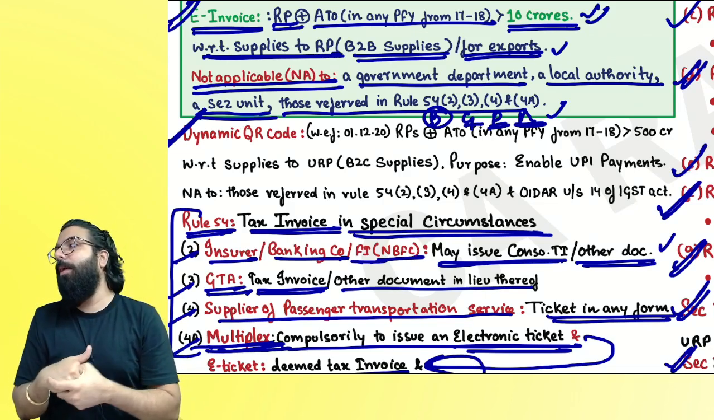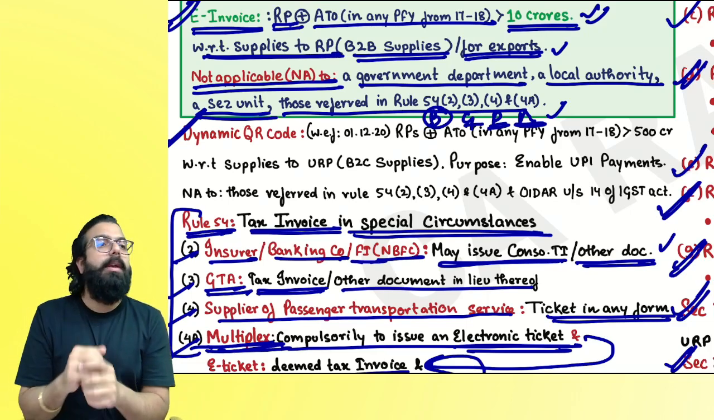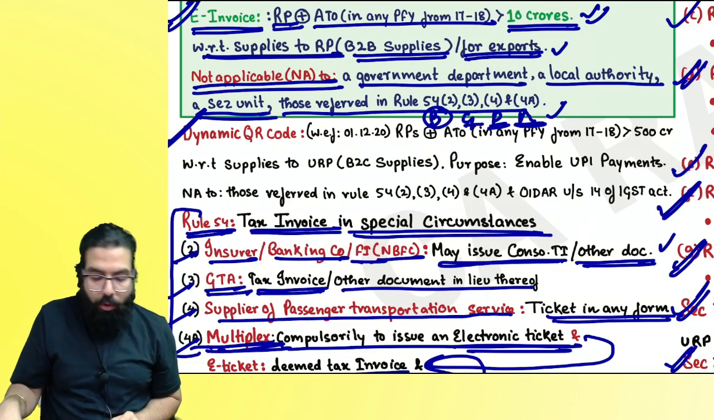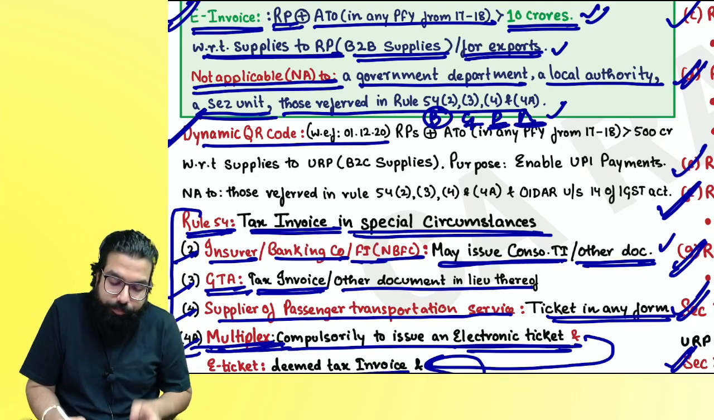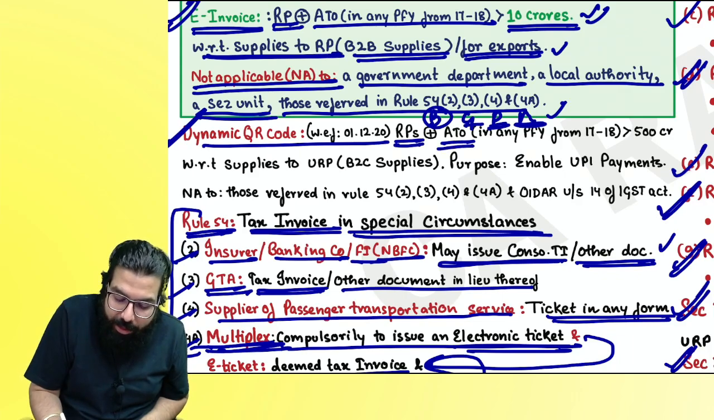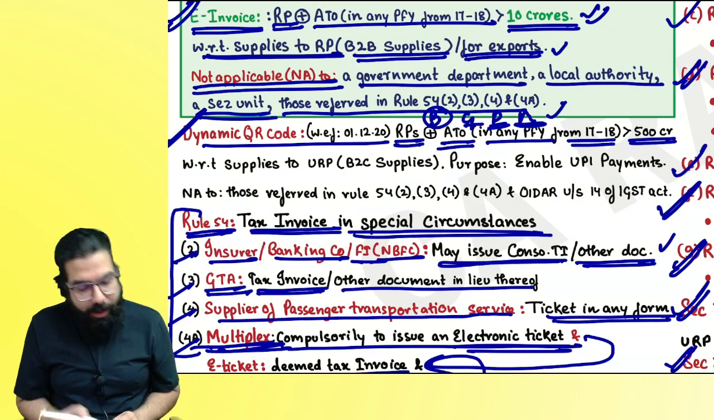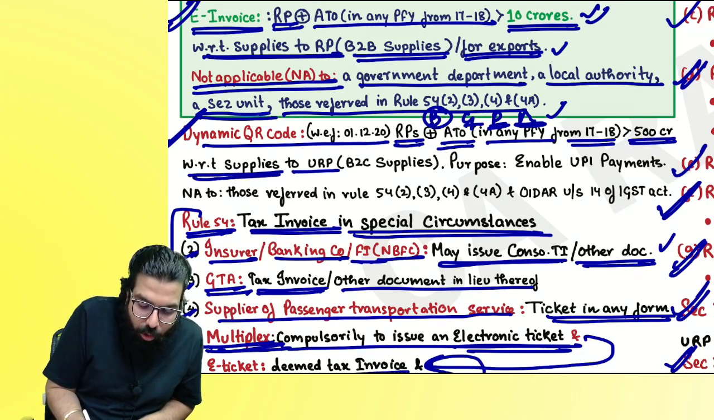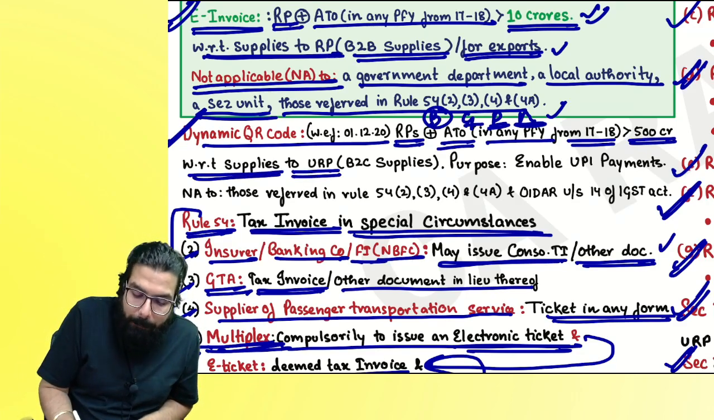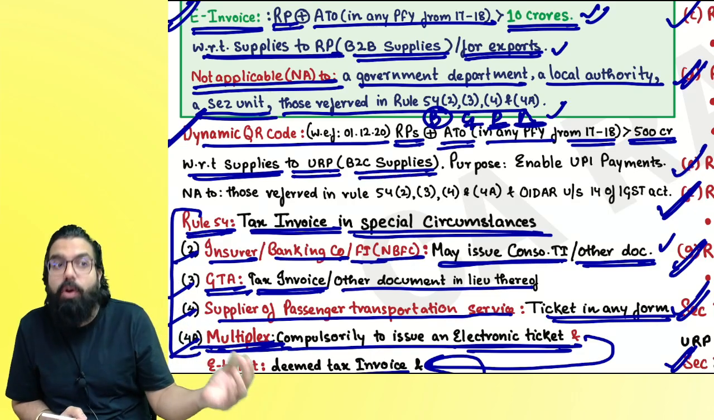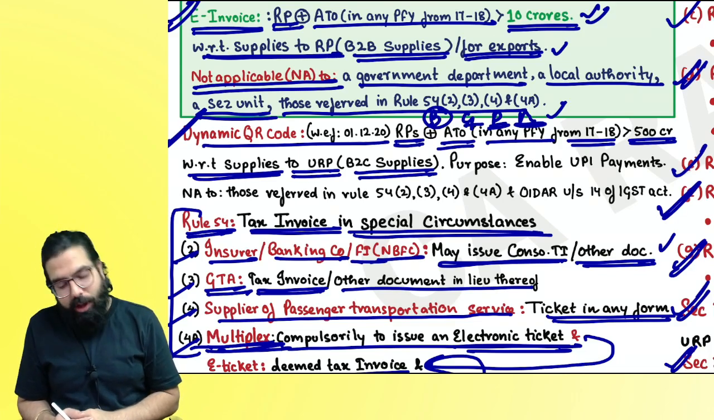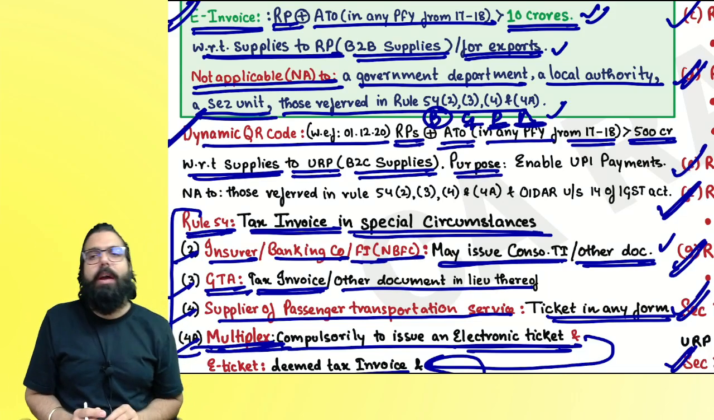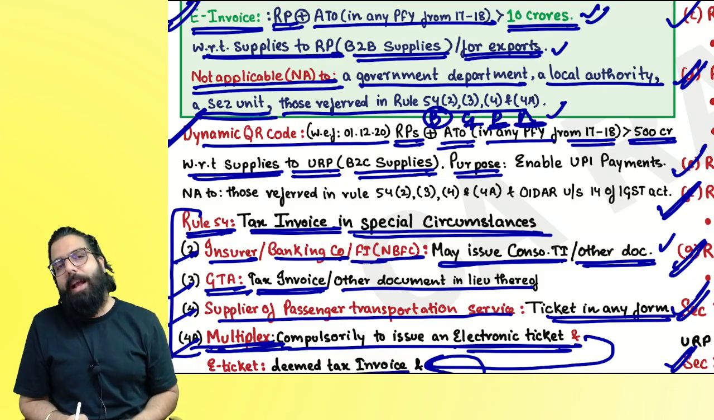Now, the government has made it mandatory for some suppliers to give a dynamic QR code with effect from 1st of December 2020. If you are a registered person and your aggregate turnover in any financial year from 2017-18 is greater than 500 crore, then with respect to supplies to unregistered persons, B2C, you have to give a dynamic QR code option. The purpose of the dynamic QR code is to enable UPI payments.